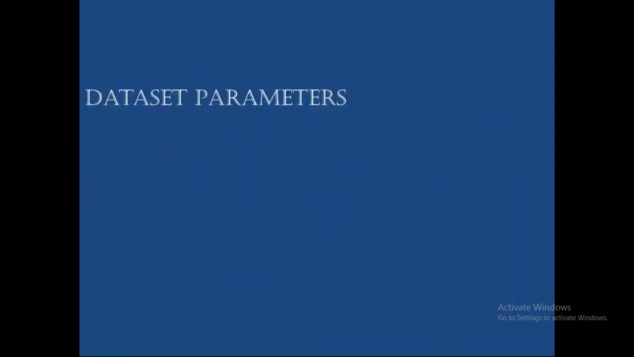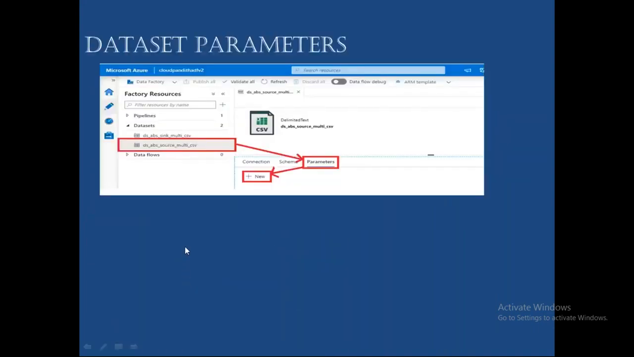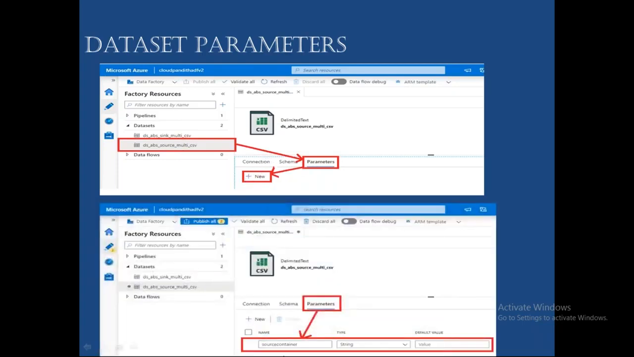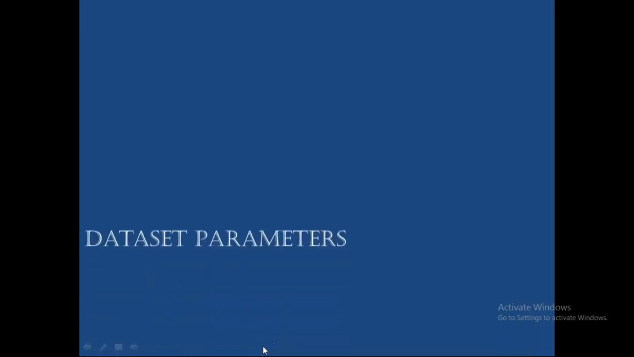Okay, so data set parameter. See here, it doesn't matter whether it's a file or container, the steps are the same. Go to data set, click on parameter, open one parameter, create one parameter. Here, instead of source container, you can create a source file if you want. Okay, if you want source container, you need to use a source container.